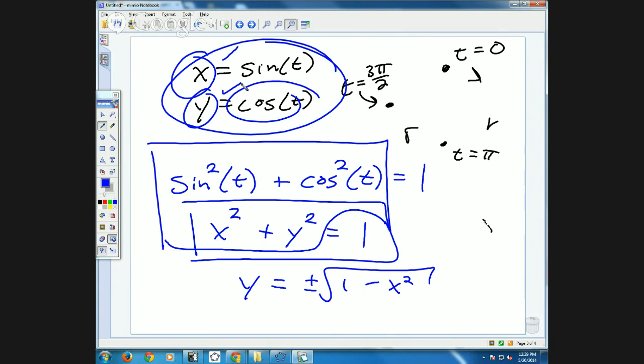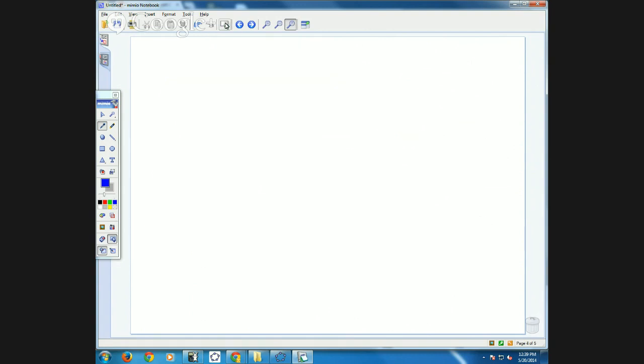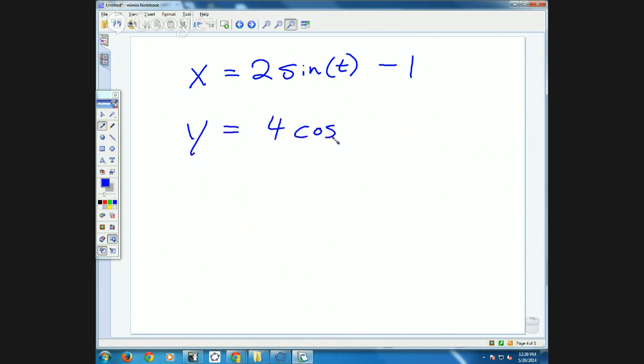So I'm gonna give you another situation, and we're gonna see if we can figure out what it is. Suppose I gave you that x was equal to twice the sine of t minus 1, and y is equal to 4 times the cosine of t. Let's graph that parameterization and take a look at it, and then we'll see if we can prove that the shape is what we think it is.